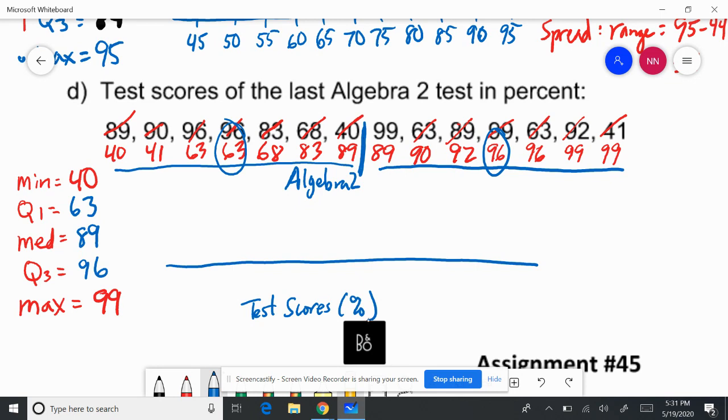We're going to start with 40. And we'll go by tens: 50, 60, 70, 80, 90, and 100. We're going to put a dot at 40. We're going to put a dot at 99, which is a little bit before 100. Then we have 3 lines. We have a line at 63 because that's our Q1. We have a line at the median, which is 89. And we have a line at 96.